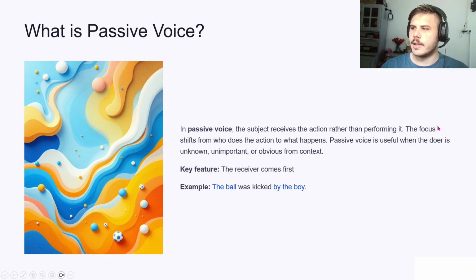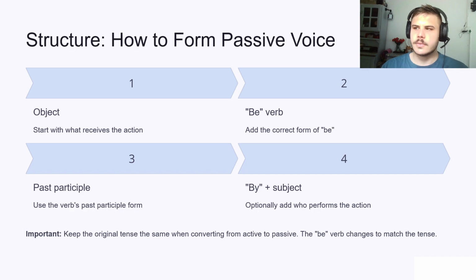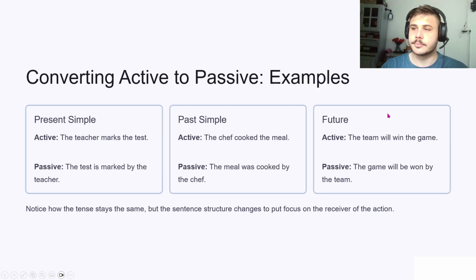Now let's look a bit at the structure. How do we form passive voice? To form the passive voice, we follow this structure. We start with the object, then add the correct form of the verb be, then the past participle, and finally by plus the subject. It is very important to keep the tenses the same when changing from active to passive.